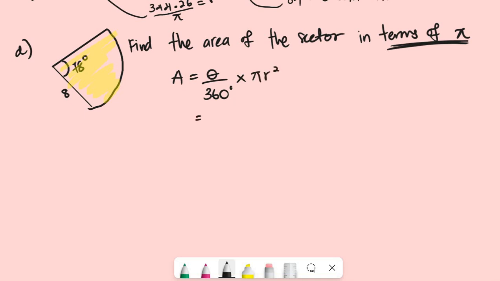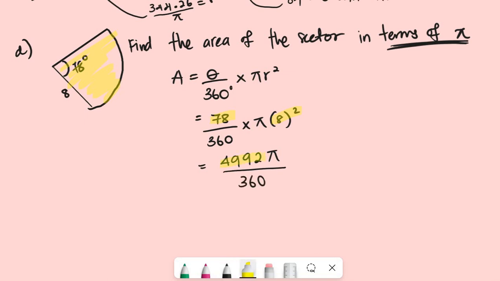So here theta is 78 over 360 times pi times 8 squared. So what I am going to do is calculate 78 times 8 squared first. 78 times 8 squared, I will get the answer as 4992, and then times pi. So just 4992 pi over 360. Now I'm just going to take this divided by this, and I would get 13.87 pi. So this is the answer, the area of my sector in terms of pi.